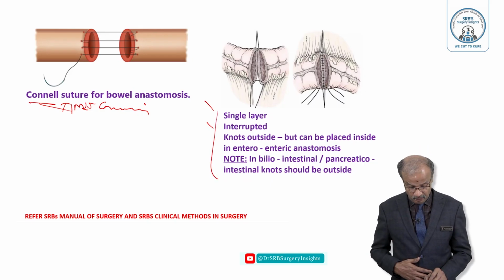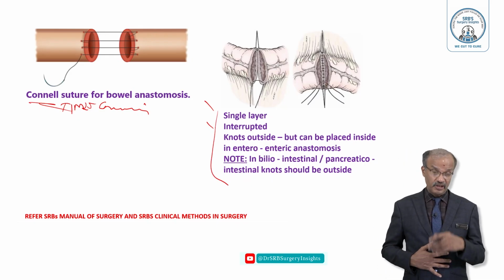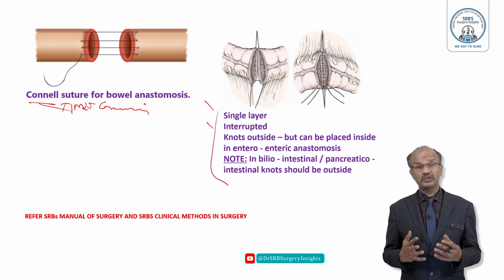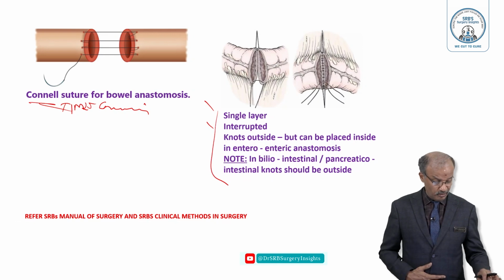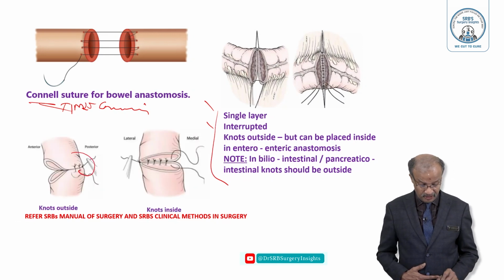This point is very, very important. You should not get confused, as a surgeon, when you do a bowel anastomosis technique. These are the basic principles which you have to remember. Knots outside, this is ideal actually. This is knots inside; this is allowed when you do a bowel anastomosis.